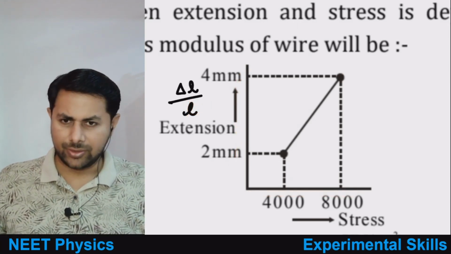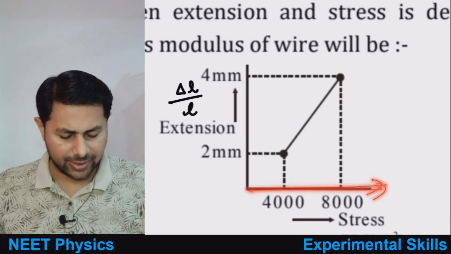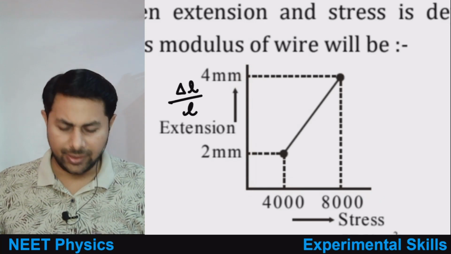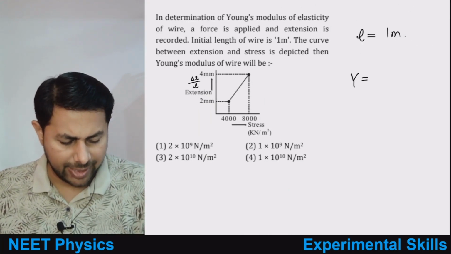So that means what we can say is that on the horizontal axis there is stress, and on the vertical axis there is strain, right? So then what is Young's modulus? It is stress by strain.